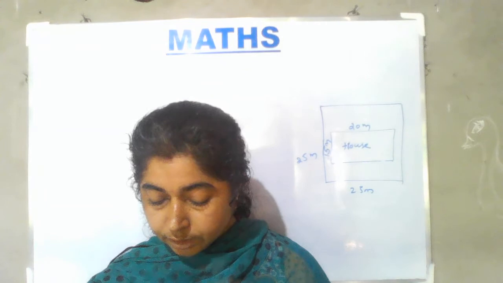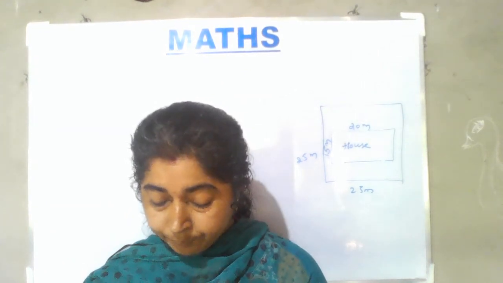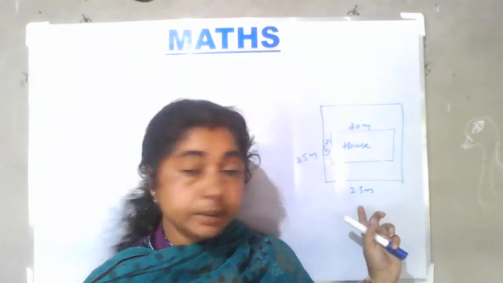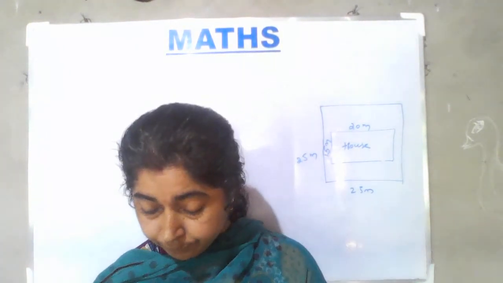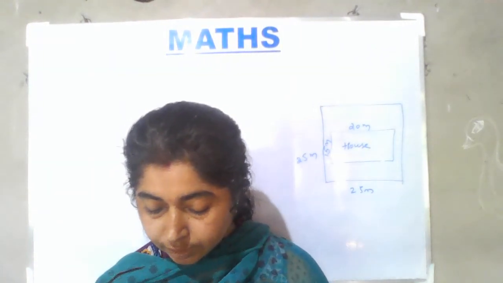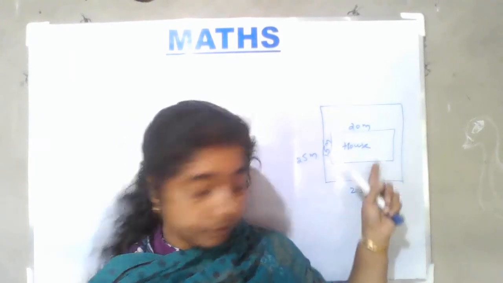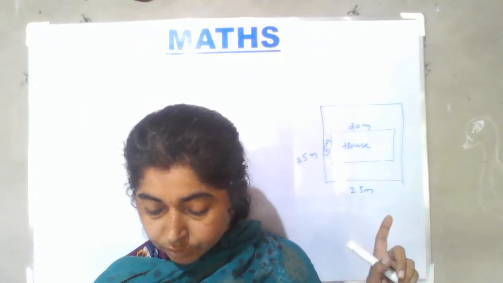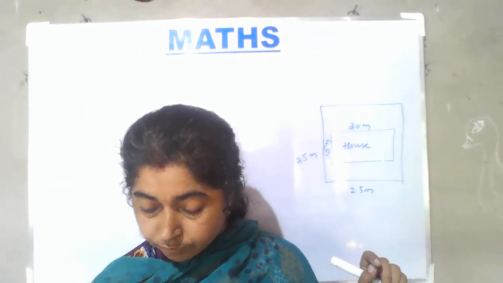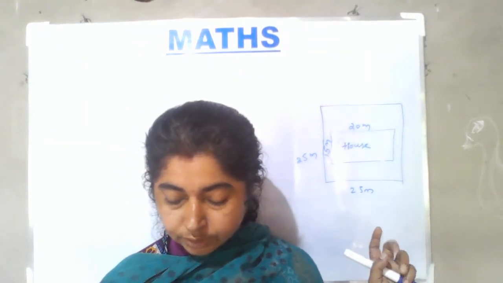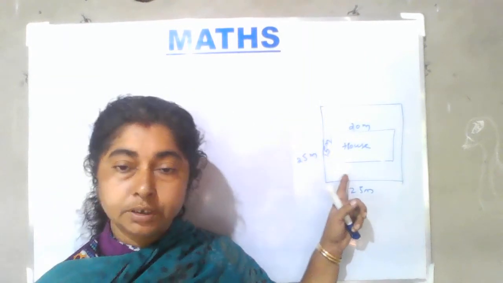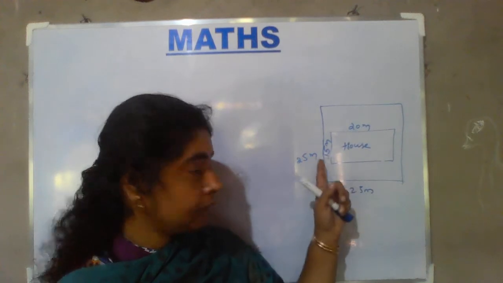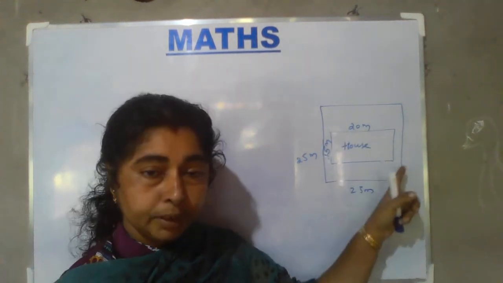Now you should write the second question. Mrs. Kaushik has a square plot with the measurement as shown in the figure. She has a square plot with the side 25 meter. She wants to construct a house in the middle of the plot. A garden is developed around the house. Find the total cost of developing the garden around the house at the rate of 55 rupees per square meter. The measurement of the house is given as 20 meter and 15 meter, which is a rectangular plot.